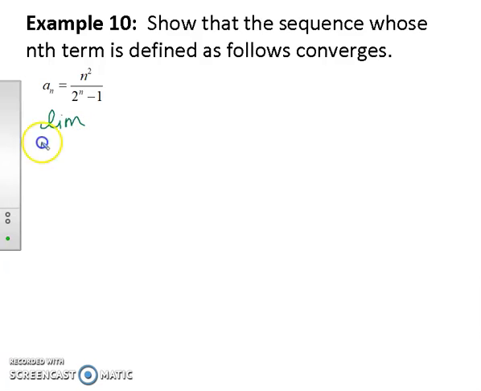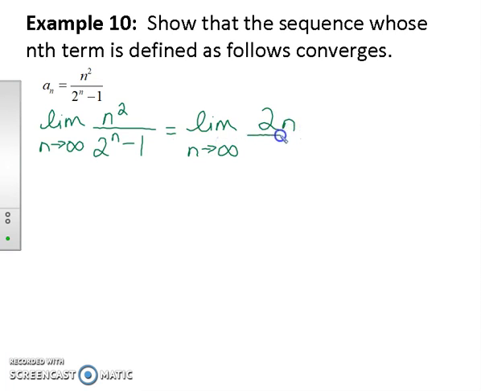So we would do the limit as n goes to infinity of n squared over 2 to the n minus 1. All right, so obviously if I was to substitute infinity right off the bat here, I would end up with infinity over infinity. So I can apply L'Hopital's rule to this, and that would get me to the limit as n goes to infinity of 2n over, and then 2 to the n is an a to the u, so it's 2 to the n natural log of 2.